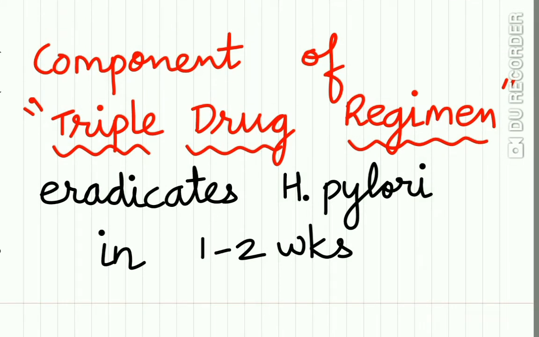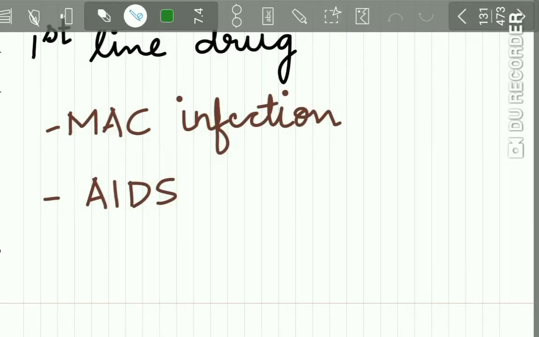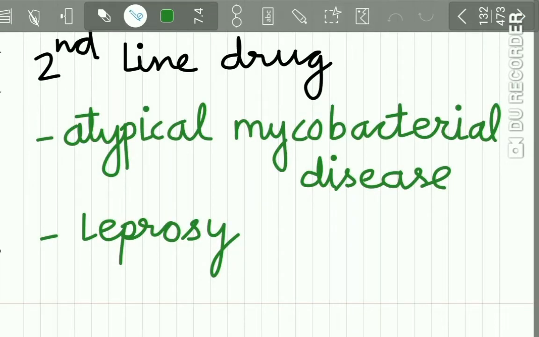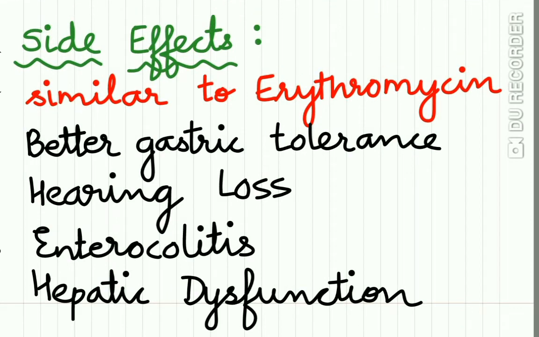Now, one thing to be remembered is that clarithromycin is a component of the triple drug regimen which eradicates H. pylori in 1 to 2 weeks. Then it is the first line drug for Mycobacterium avium infection in AIDS. It is the second line drug for atypical mycobacterial diseases and leprosy. The side effects of clarithromycin are similar to erythromycin, but it shows better gastric tolerance, less hearing loss, less enterocolitis and hepatic dysfunction.